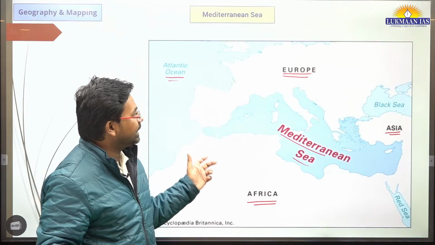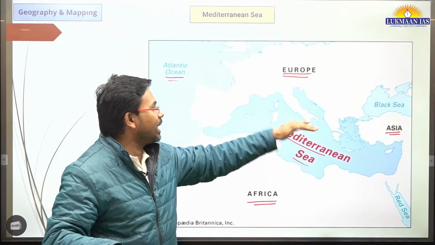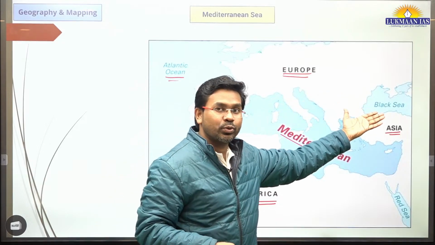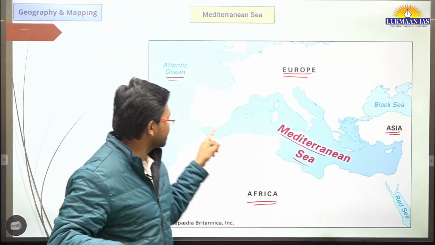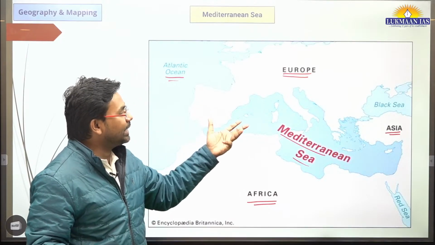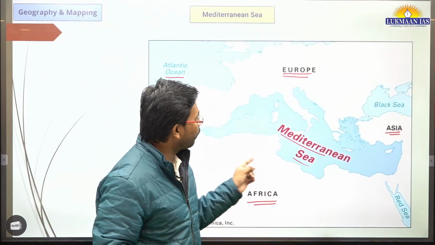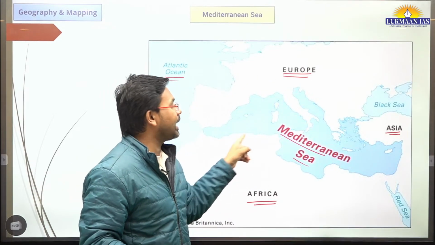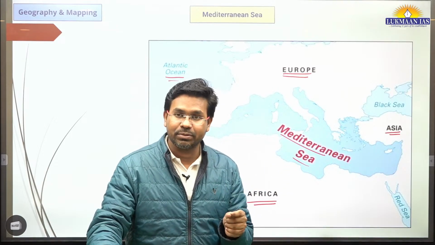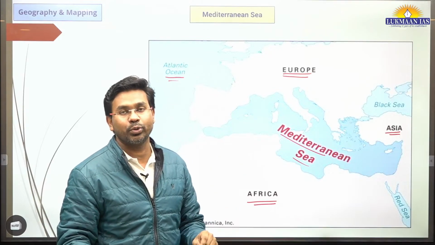So Mediterranean Sea is connected with three continents, which are Asia, Europe, and Africa. It is connected with the other sea, which is known as Black Sea, and it has its connection with Atlantic Ocean. Okay, so that's why Mediterranean Sea plays a very important role for all those countries that share a maritime border with it, because these countries do trade among themselves through these Mediterranean sea routes.